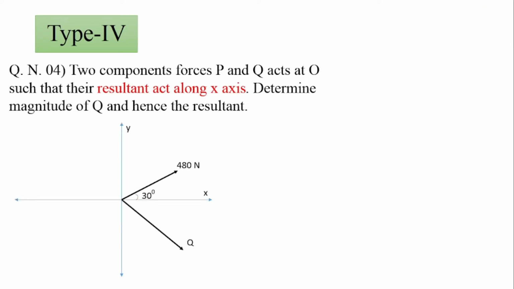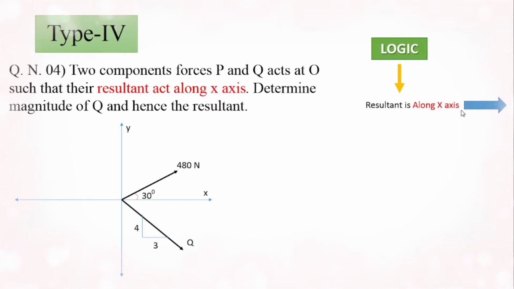So first we understand what is the logic behind this question. Just underline this sentence, resultant acts along x-axis. The logic behind this is, as the resultant is along x-axis, it means it is a horizontal force. So either it is towards right or towards left. You can imagine any direction.